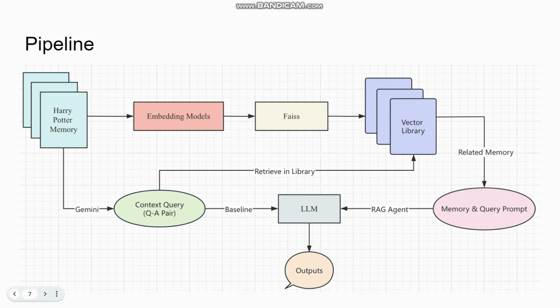In the third part, we evaluate the performance of our RAG agent. Our RAG agent starts by retrieving the related memory in the memory library for the specific question. We then combine the selected memory and question into one query. Finally, we ask the LLM with this new memory-question query and proceed to analyze the outputs.